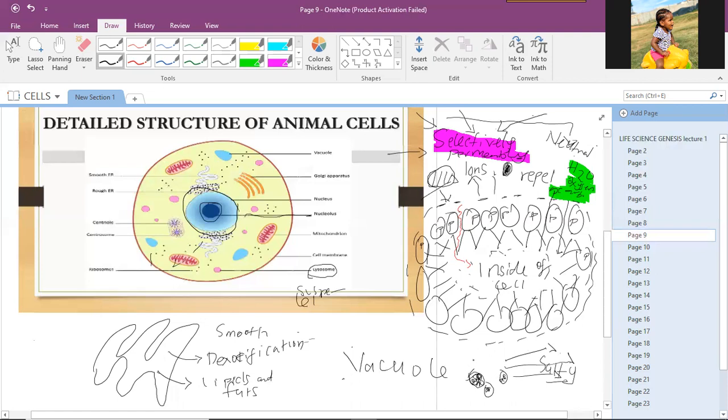If a question comes, what are the differences between a plant cell and an animal cell? And then you say a plant cell has a vacuole while an animal cell does not have a vacuole, you're going to get it wrong.